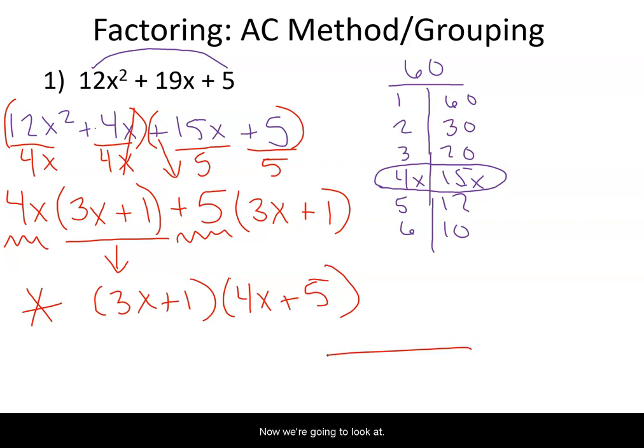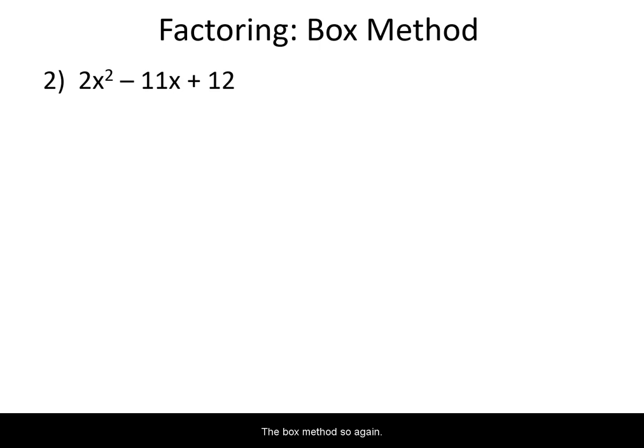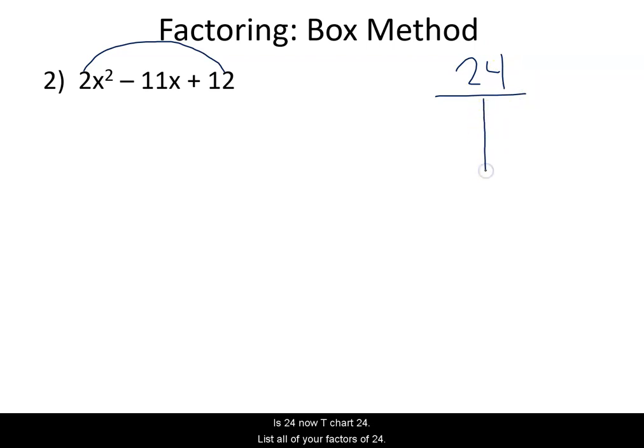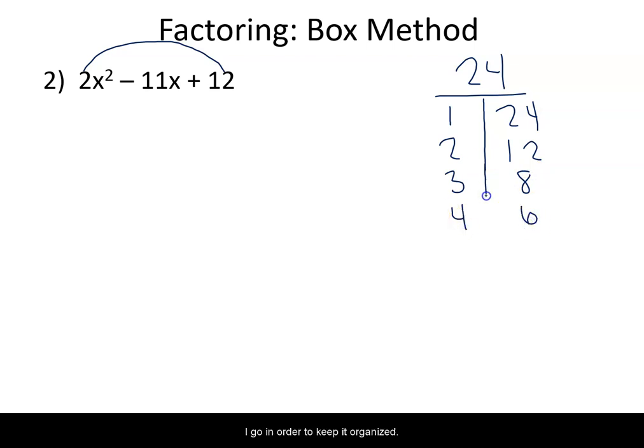Now we're going to look at the box method. Again, you don't need to do both. I would choose one, but everyone learns differently. With the box method, you have the first few same steps. So 2 times 12 is 24. Now T-chart 24. List all of your factors of 24. 1 and 24, 2 and 12, 3 and 8, 4 and 6.